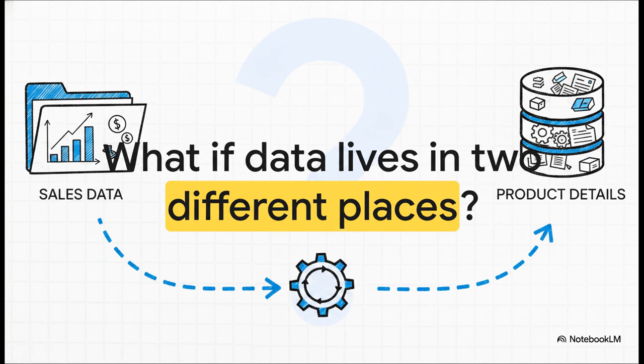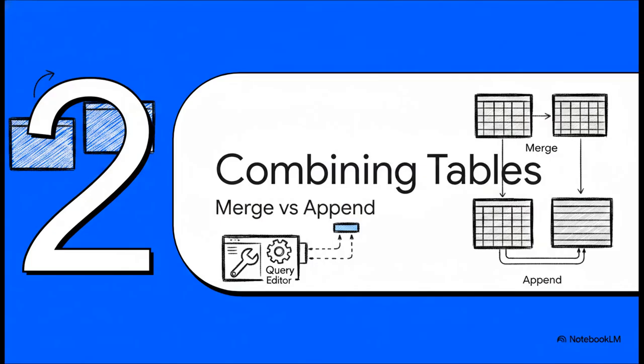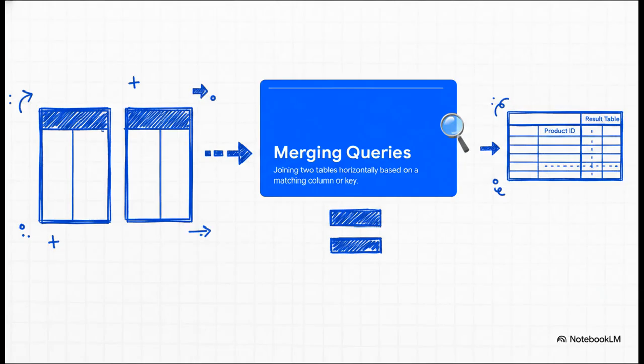Okay, so we've got our ideal blueprint. But let's be real, in the real world, things are rarely that clean. It's a remarkably common headache to have your sales numbers living in one file, and the product details they refer to sitting in a completely different database. So how do we bring them together seamlessly? Section 2. Combining your tables, merge versus append. Let's connect the plumbing between these isolated data sources using the Power Query Editor.